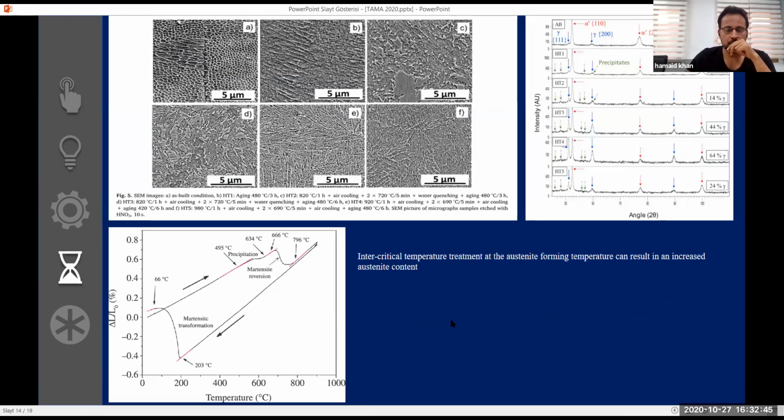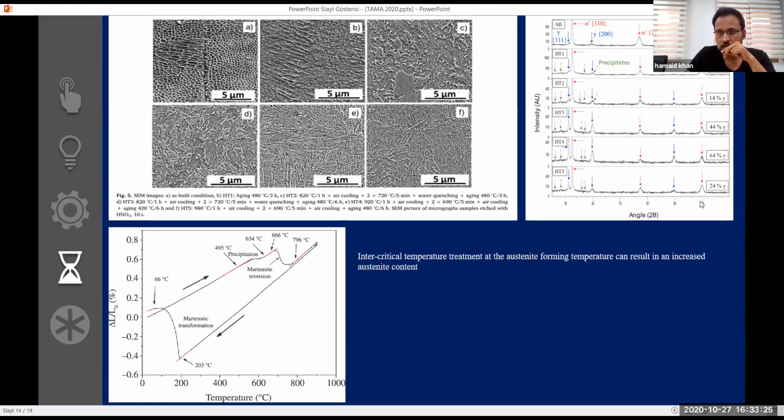This is one important paper I studied on Maraging steel using the selective laser melting process, in which some intercritical temperatures were used in order to produce more austenite. You can see that during the as-built conditions, the austenite concentration was very low. They started heating it at the solutionizing temperature, and then later introduced some intercritical temperature within the austenite range. The austenite range is generally, you can see, here like 634 degrees centigrade to 796 degrees centigrade. If we heat our material between these temperatures, this can result in the formation of austenite phases. So more austenite can result.